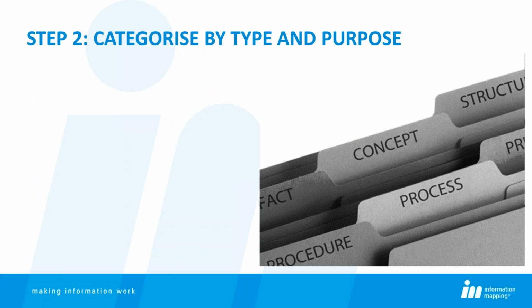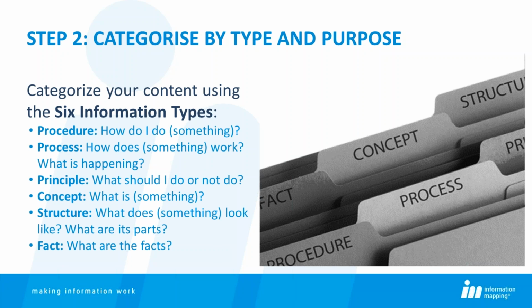Our next step is to categorize information by type and purpose. So this is where those 6 information types come back into play. Just to give you an example, if you were having to provide training materials on a car, some of the things you might consider would be, what kind of procedures do I need to include? Do I need to tell them how to change a tire, how to fill up the gas tank, something along those lines? What processes do they need to know? So kind of the higher level view, do they need to know how an engine works?